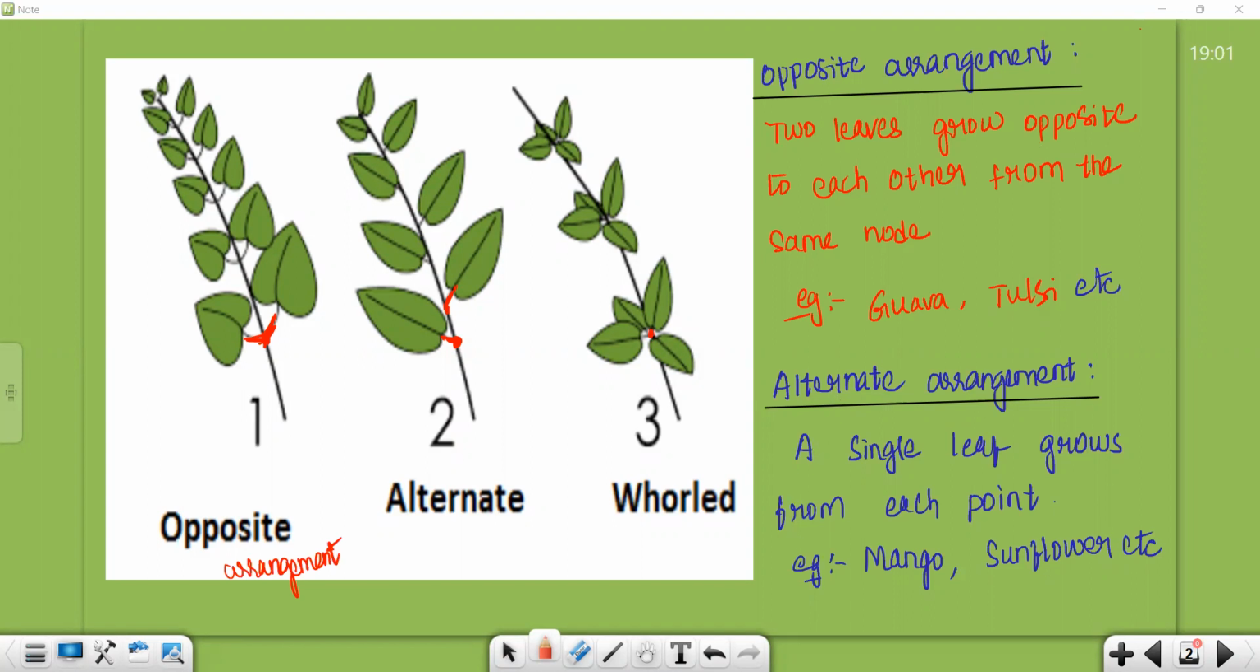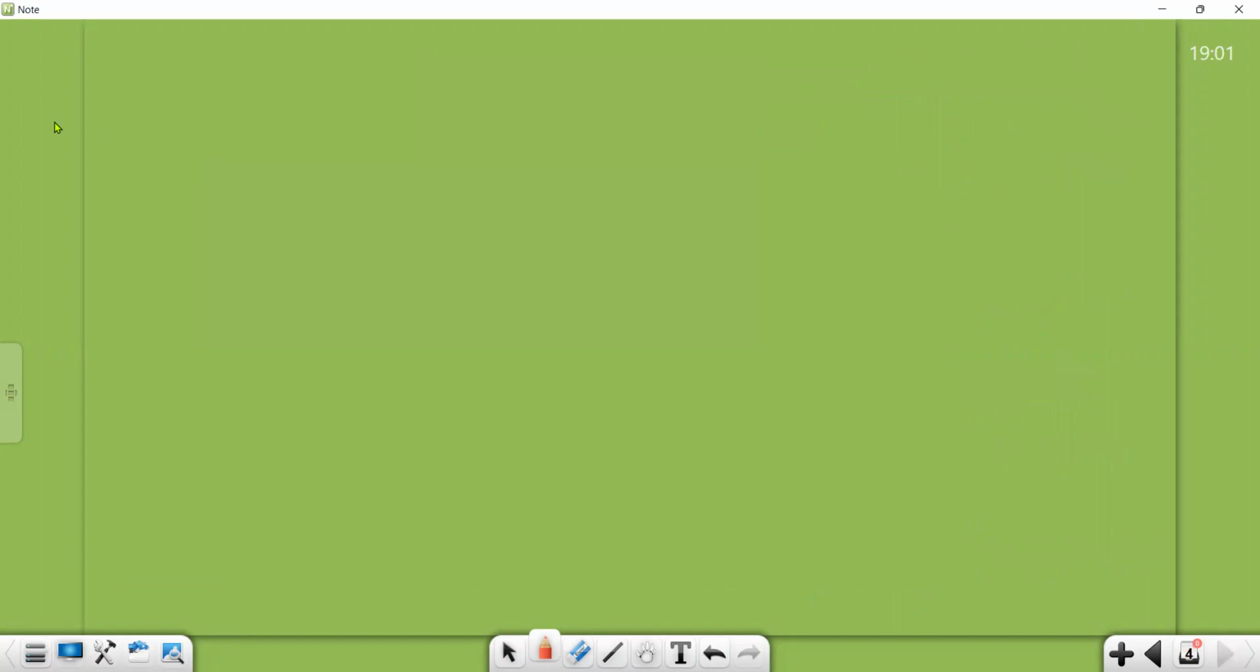Done. Okay. So next we will see the modification of leaf. This is the last topic in leaf: how the leaf is modified in different plants. One example I think you've seen earlier is the pitcher plant. Do you remember the pitcher plant? Ma'am, it's the carnivorous, insectivorous plant which eats insects, isn't it? Yeah.